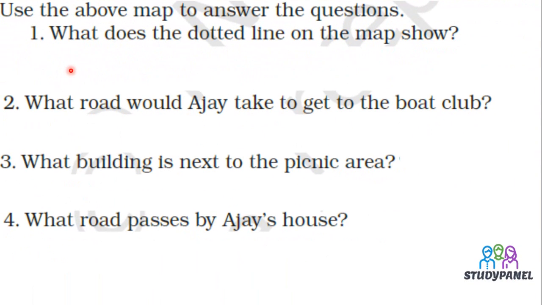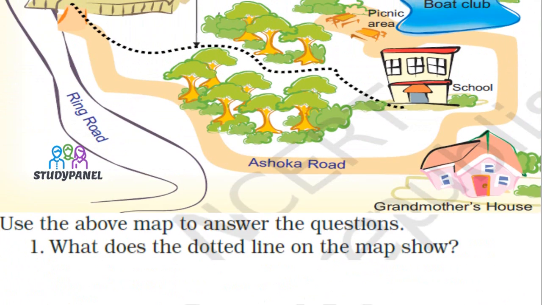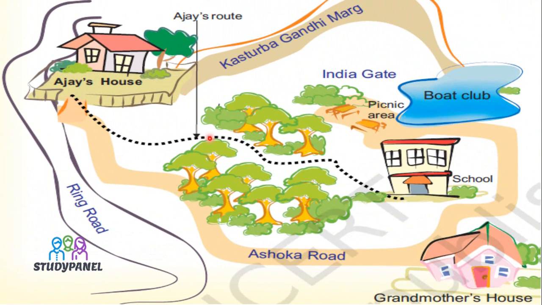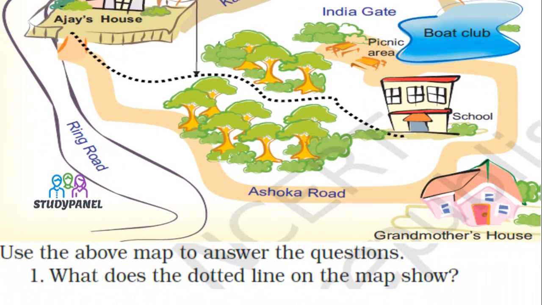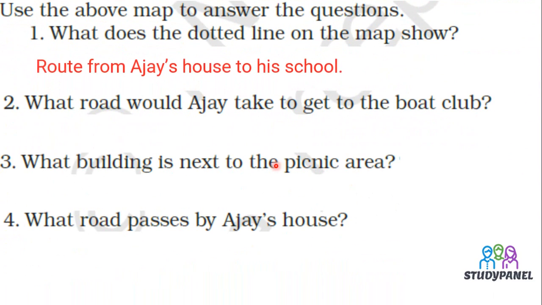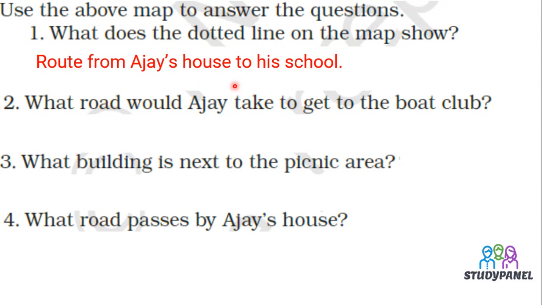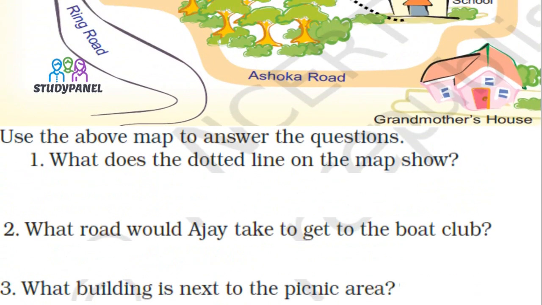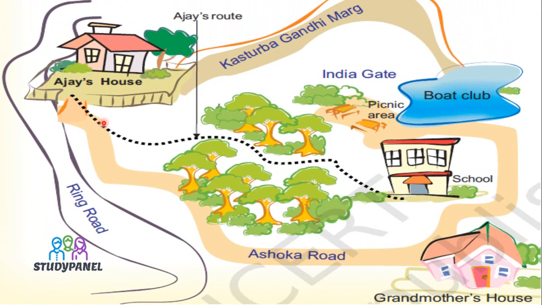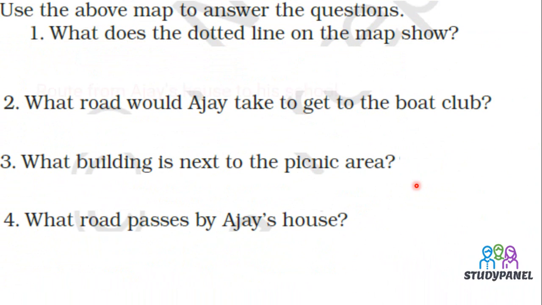Now the first question, what does the dotted line on the map show? See, here you can see this dotted line. What does it show? It shows the route from Ajay's house to the school. We can see here this dotted line shows the route of school from Ajay's house. This is school. Okay.